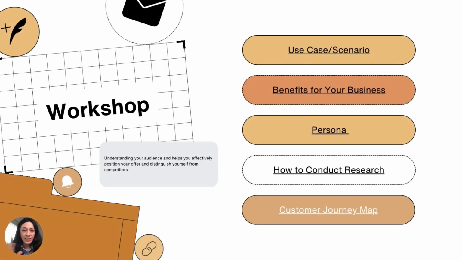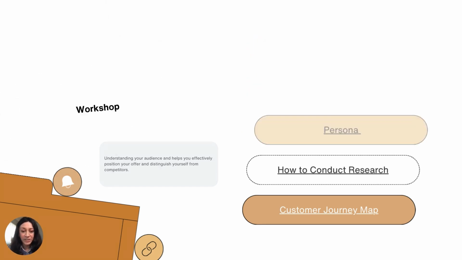Now, in this workshop, I have created a mock use case or a mock scenario for us so that it can help guide us through the process and make sure that we are defining and researching according to the scope of that scenario. And then I will also talk about the benefits, how this helps your business, how to actually create the persona, how to conduct the research, and then finally, how you actually guide your persona through your process of having them discover you, engage with you, purchase, and then become loyal customers.